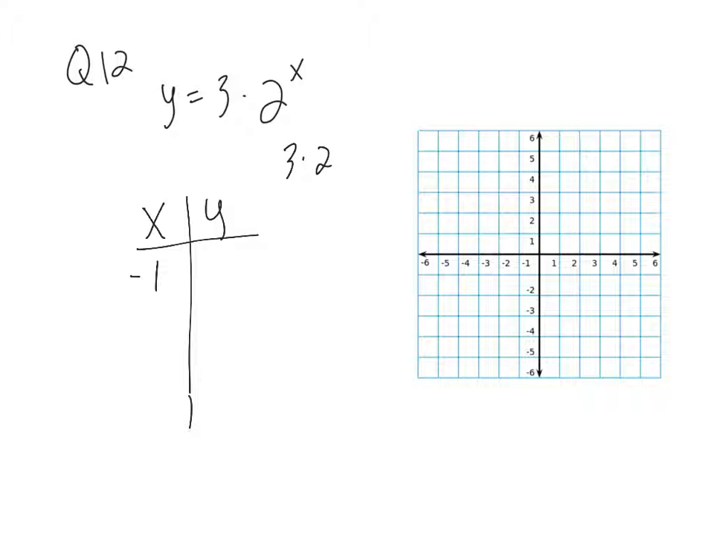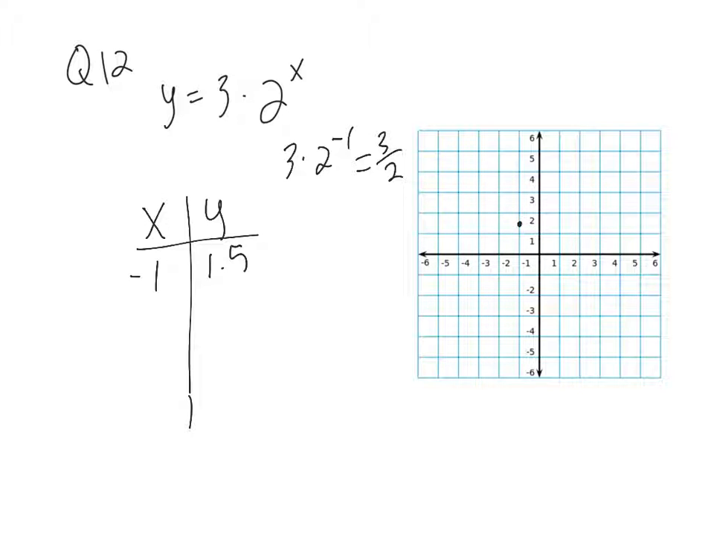3 times 2 to the -1. And remember from our last video, when we have a negative exponent, it moves that number to the denominator. So really that's 3 over 2, which is also the same thing as 1 and 1/2. So I'm going to plot a point at -1, 1 and 1/2, sorry.